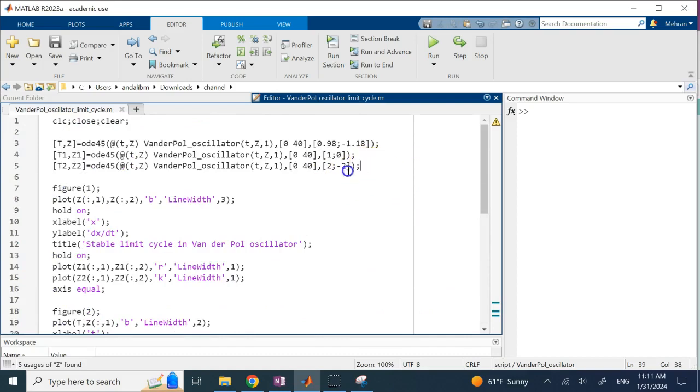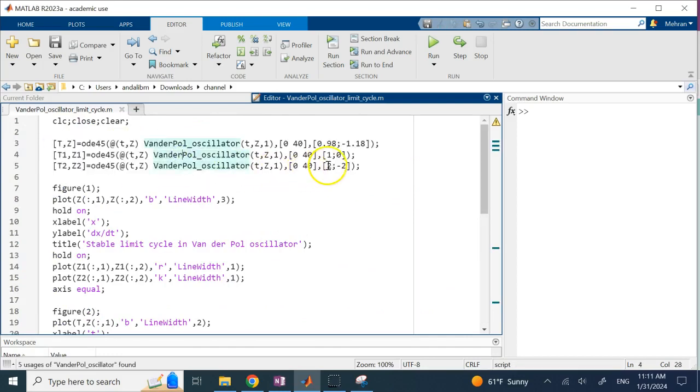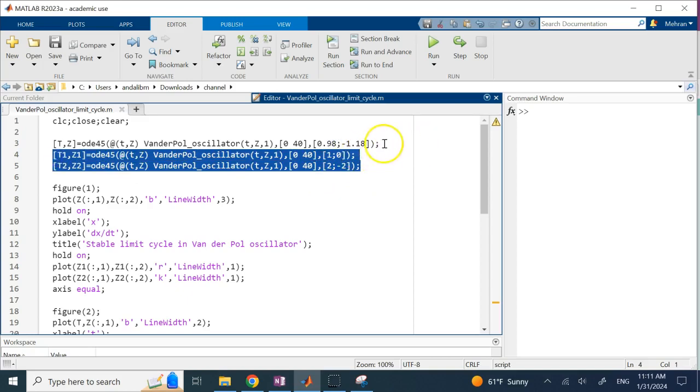So what I did first, I ran this function 3 times for 3 different initial conditions. One is this point, which is almost at the limit cycle for mu of 1. Then for the same mu of 1, one time I used a point inside the limit cycle, 1 and 0. The other one, I ran it for a point outside the limit cycle. And I show you that these 2 curves will converge to this one here.